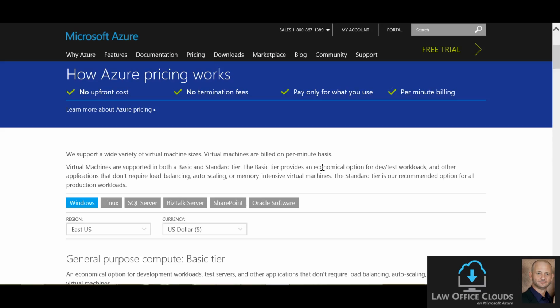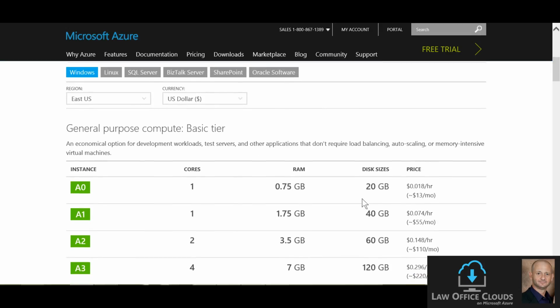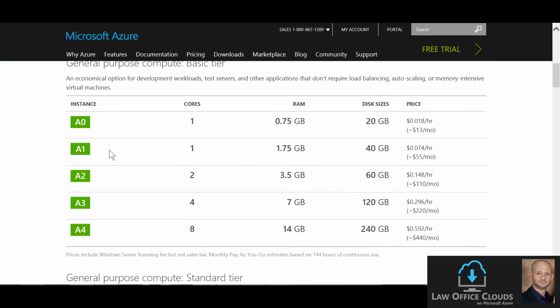Today we're going to talk about cloud computing and costs for virtual machines on the Microsoft Azure Cloud. Of particular importance for attorneys are Windows virtual machines, and the best way to think about this is that you are renting servers and desktops from Microsoft that are housed within the Microsoft data center in a particular region. For instance, we're talking about East US here, and if we scroll down, we see the particular costs for the different virtual machines available.